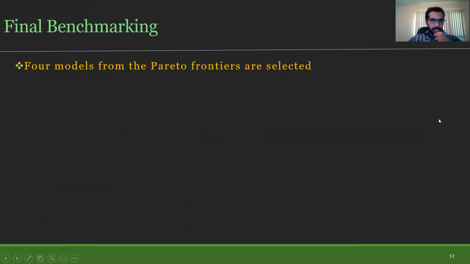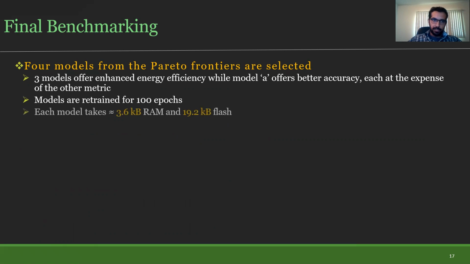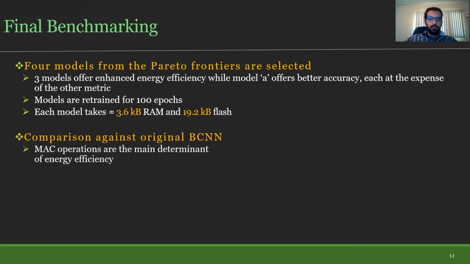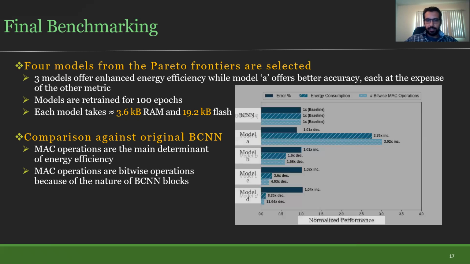For the final benchmarking, we selected 4 models, A, B, C, and D. 3 of them are oriented towards energy efficiency, while model A offers better accuracy at the expense of some energy consumption. So now we trained for 100 epochs, and as you can see, each of the models required 3.6 kilobytes of RAM and 19.2 kilobytes of flash. We compared them against the original BCNN architecture in terms of MAC operations, accuracy, and energy efficiency. MAC operations are bitwise because of the nature of the BCNN architecture.